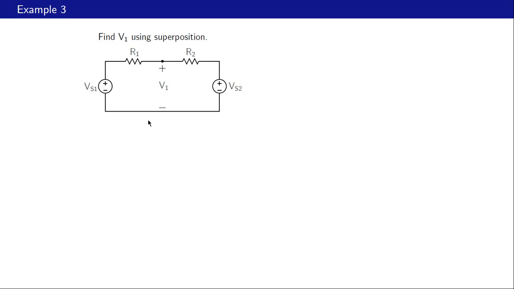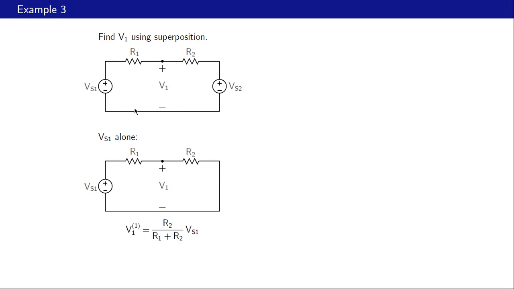Here is our next example. We have two independent voltage sources, Vs1 and Vs2, and we want to find this voltage V1 using superposition. So let us take these two voltage sources one at a time.